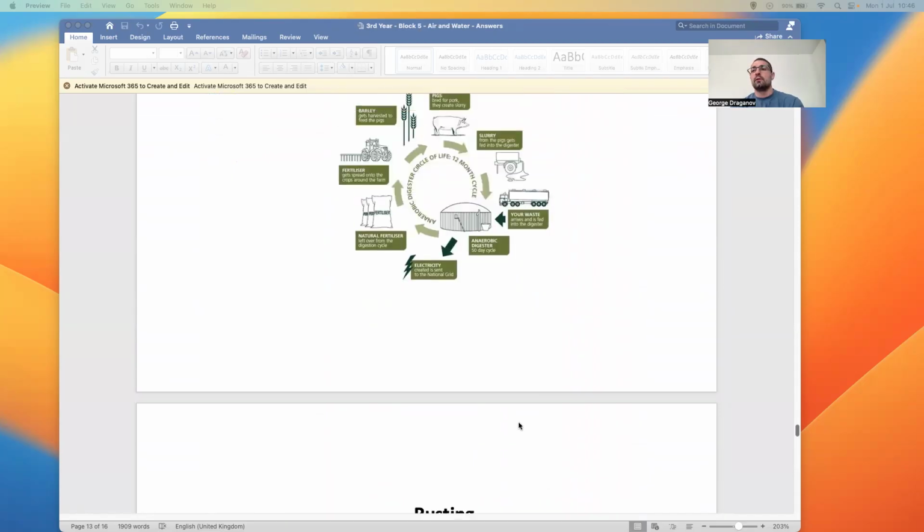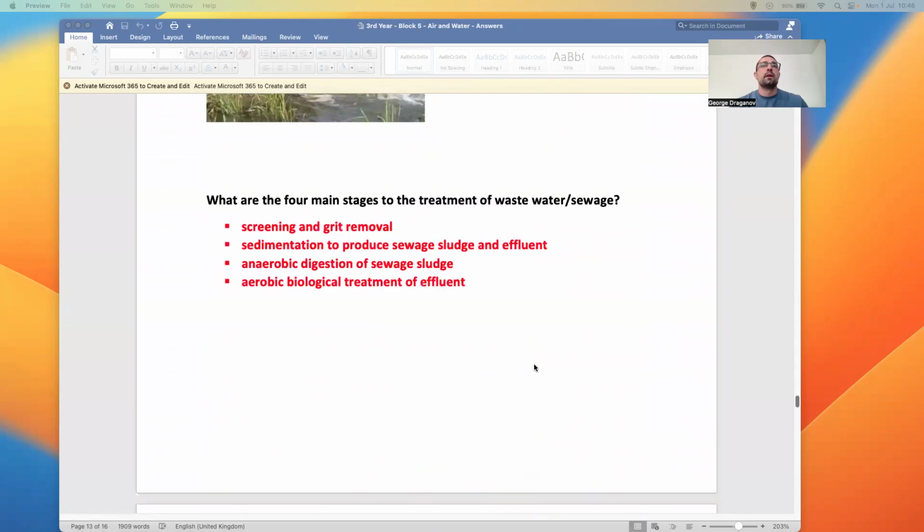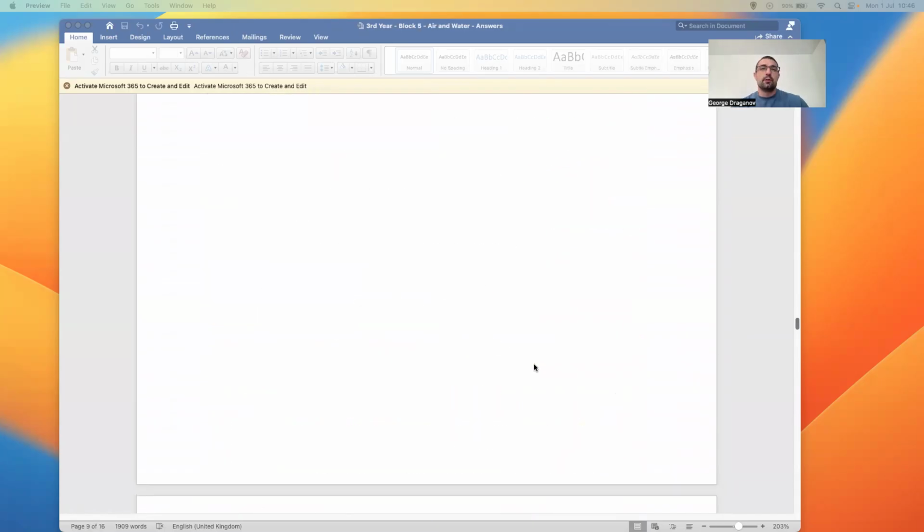Rusting was done in the previous lesson, so you can read about it here, but it was done in the previous lesson. And this is it. That's how you treat wastewater.